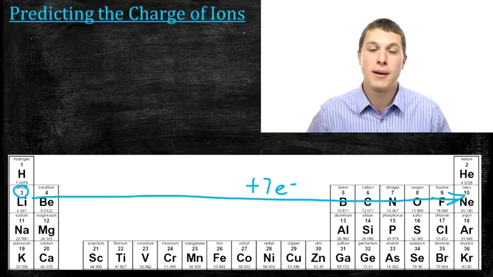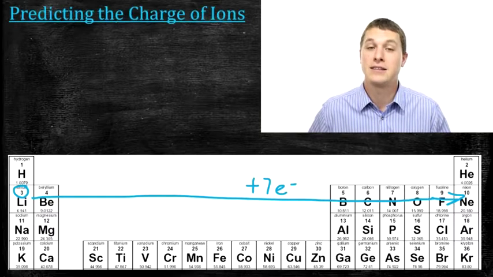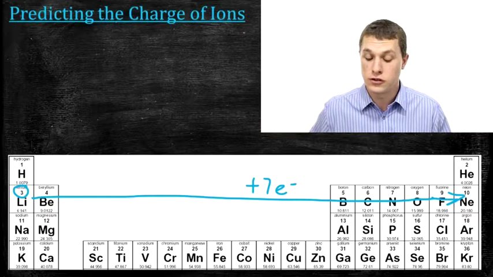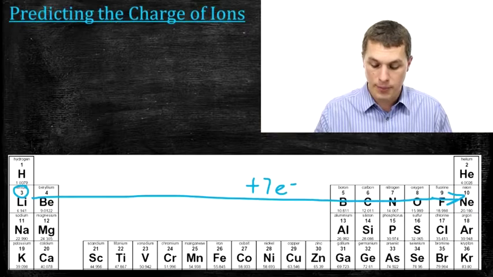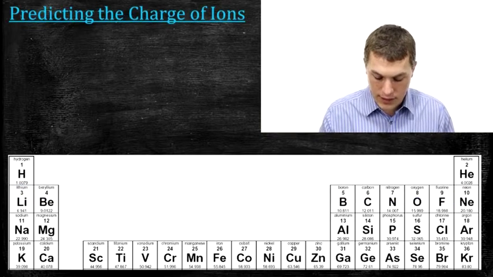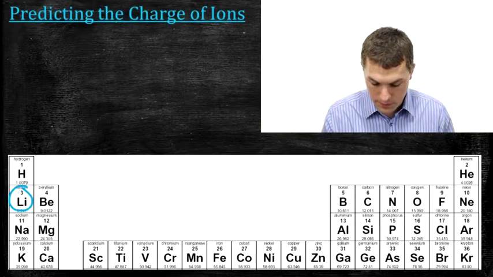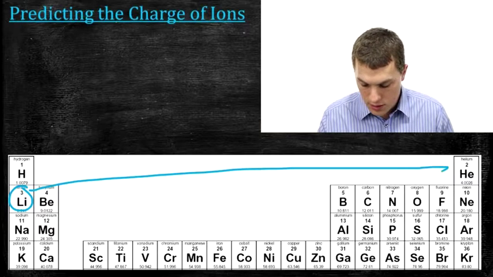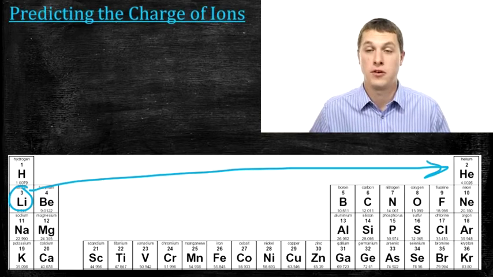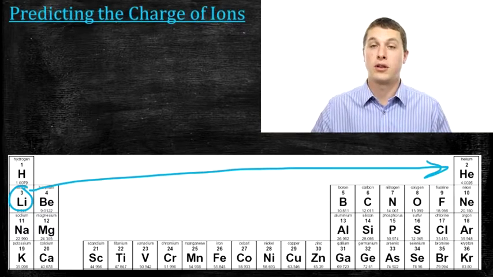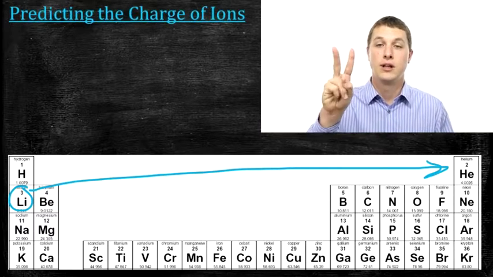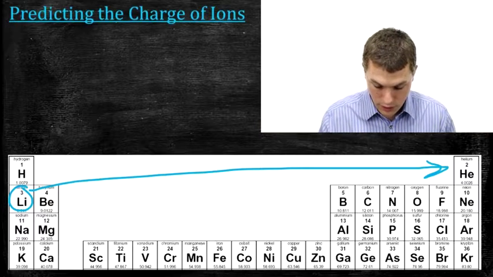That doesn't happen. Why not? Because adding 7 electrons, giving a charge of negative 7, is super unstable. Instead, what happens is lithium actually loses 1 electron to go to helium. So lithium looks like helium in terms of the number of electrons. So it goes from having 3 electrons to having 2 electrons. So here we're going to lose an electron.